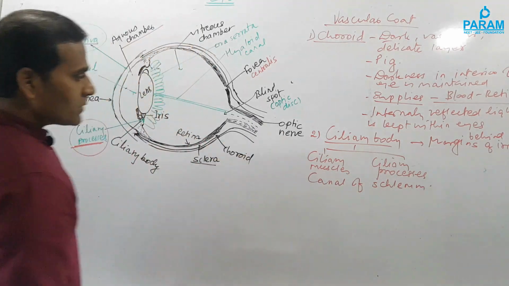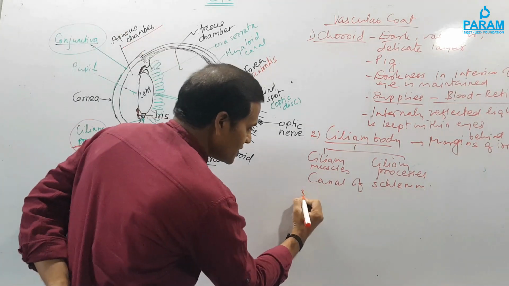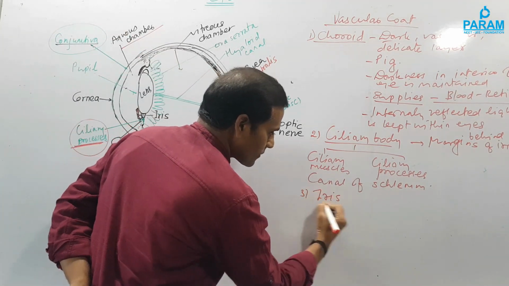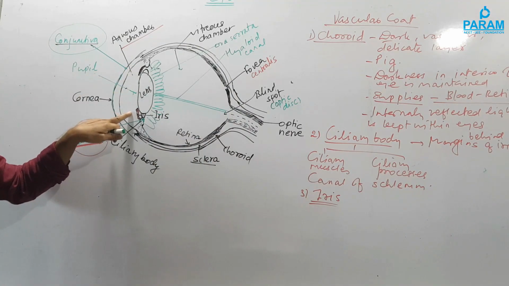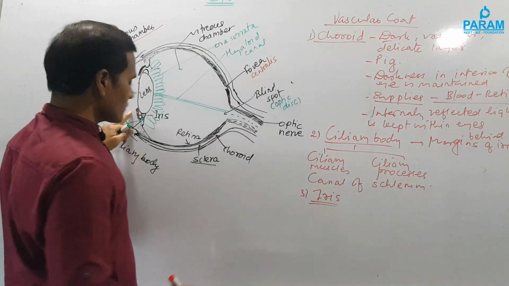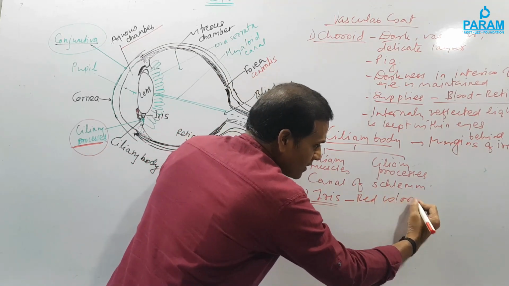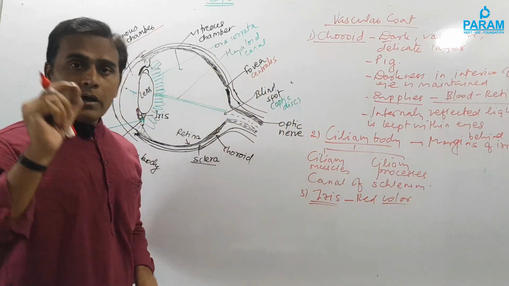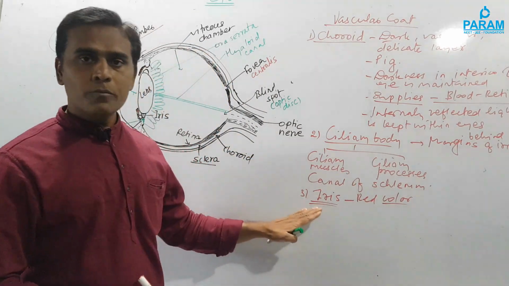Okay. So, ciliary body, we saw ciliary body. Next part is your iris. Iris, this red color portion we have sketched here. So, iris is the colored portion. The coloration of the eye is provided by virtue of the presence of your iris.